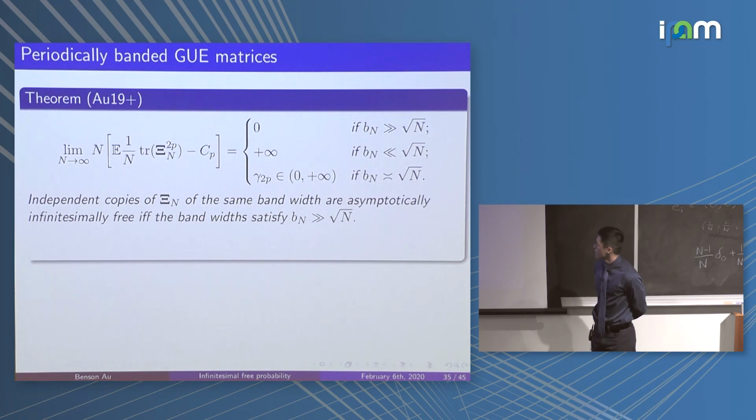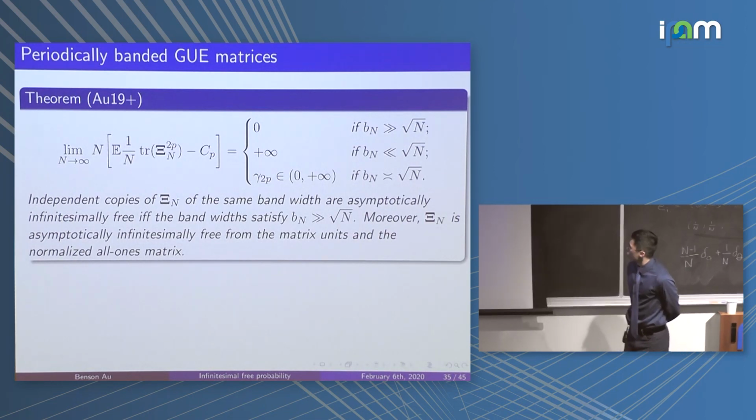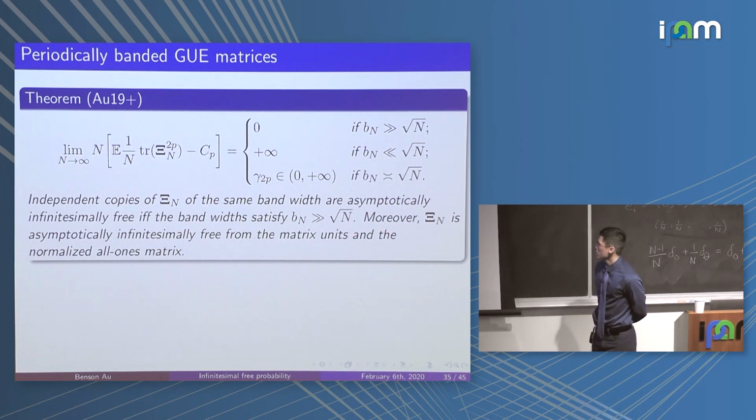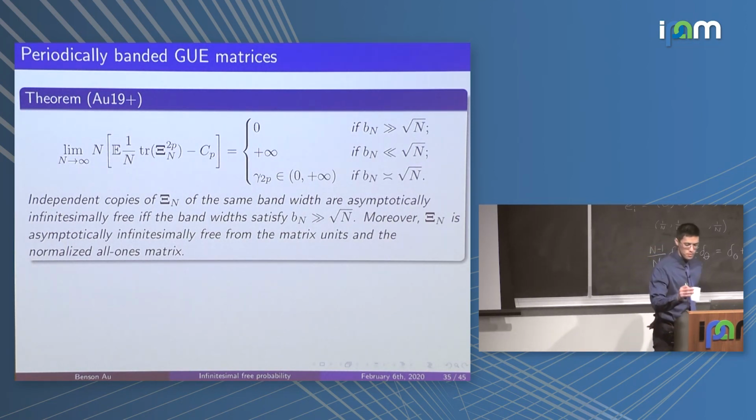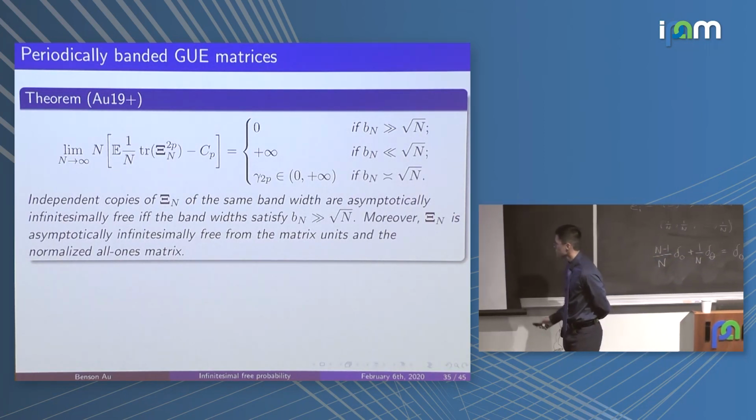Another thing that's interesting, and this is the main thing that I'm working on now, is that they're also asymptotically infinitesimally free from the matrix units and the normalized all ones matrix. So why is this an interesting result?